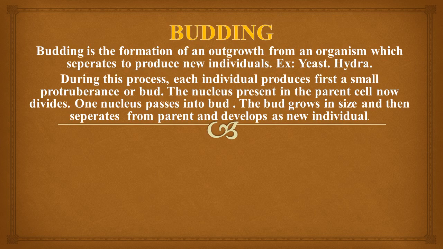Next, another important mode of reproduction is budding. Budding is another mode of asexual reproduction which we see in organisms like Hydra and yeast. Here, an individual produces a small protuberance, also referred to as a bud. After the development of the bud, the nucleus present in the cell divides, and one nucleus passes on to the bud. Later, the bud grows in size by accumulating food available in the surrounding environment, then separates from the parent and develops as a new individual.